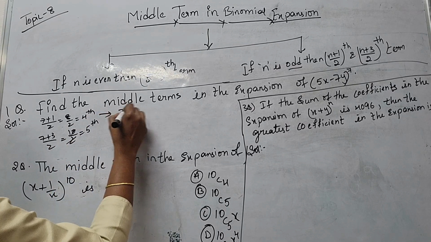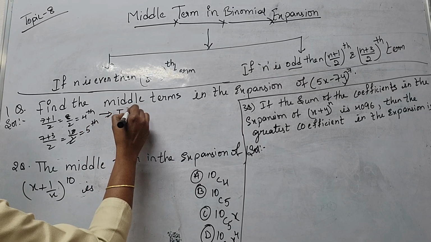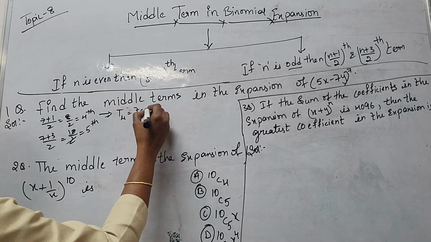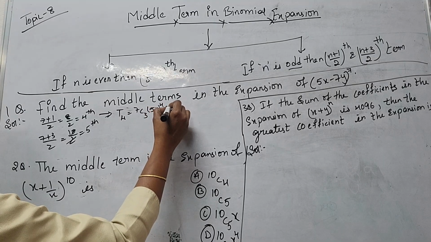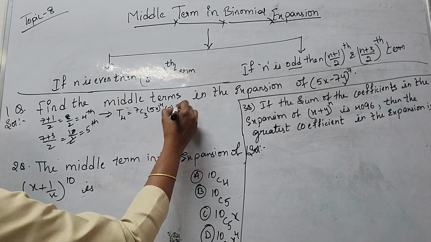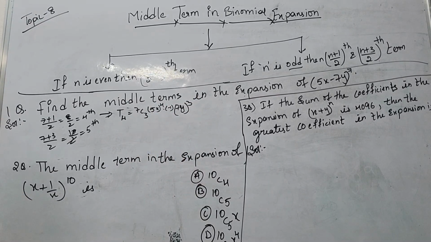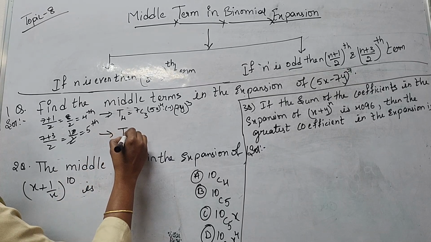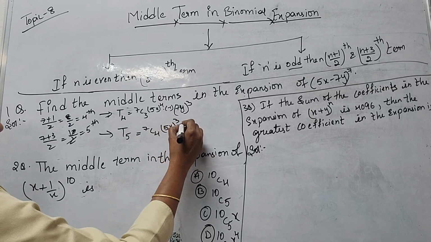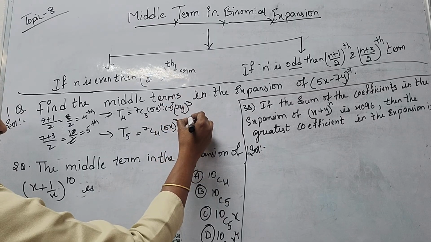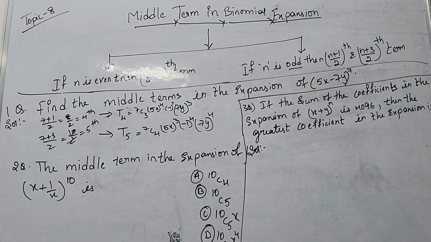Fourth term means T4, so that is 7C3 (5x)^4 times (-1)(7y)^3. That's it. Your answer is that much only. And the next, the fifth term, is 7C4 (5x)^3 times (-1)^4 (7y)^4. That's your answer. You just need to calculate over there.